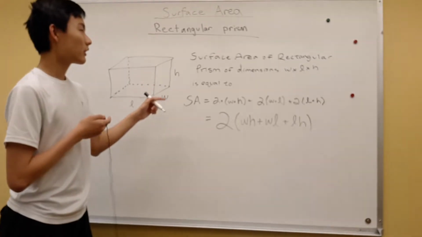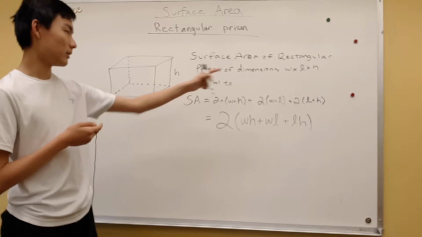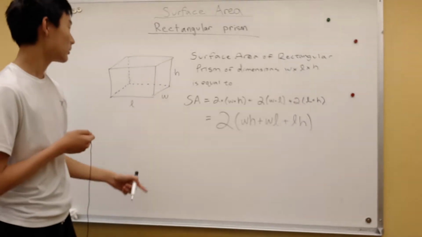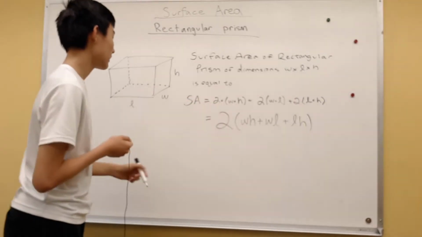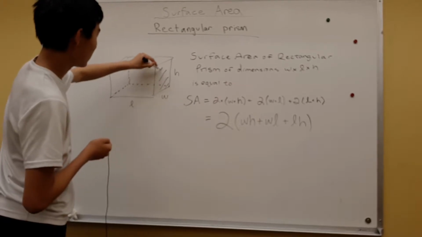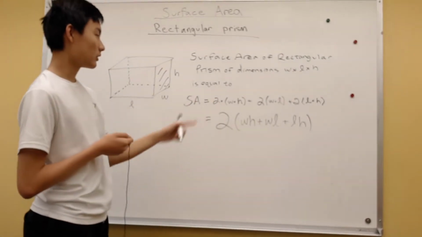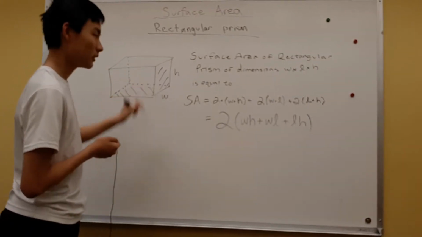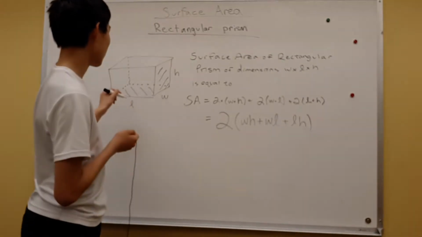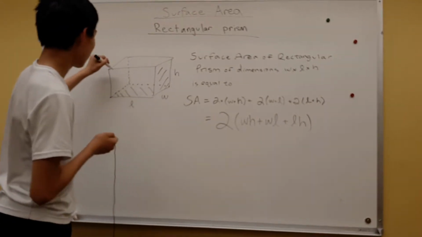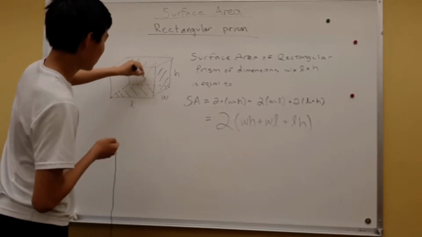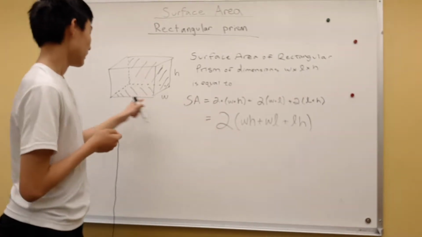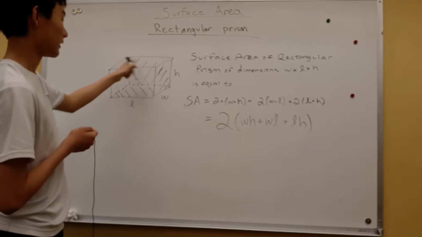So for the surface area of a rectangular prism with dimensions width, length, and height, or W times L times H, it's equal to 2 times width times height. So basically this part times 2, and then 2 times width times length. So that's down here times 2, and then 2 times length times height. So that would be this face. So altogether that equals 2 times this part plus this part plus this part added all together.